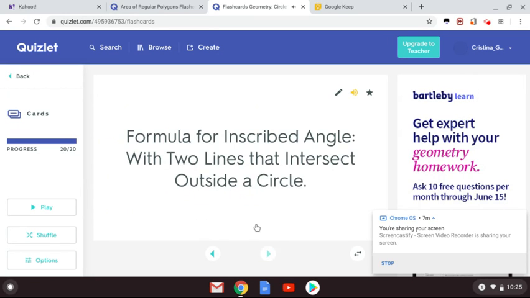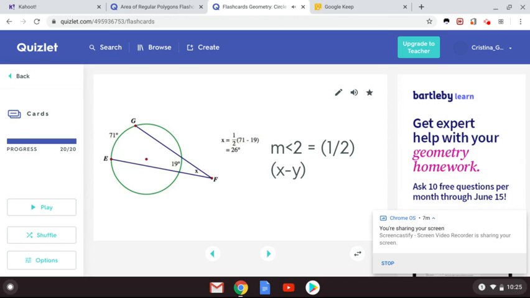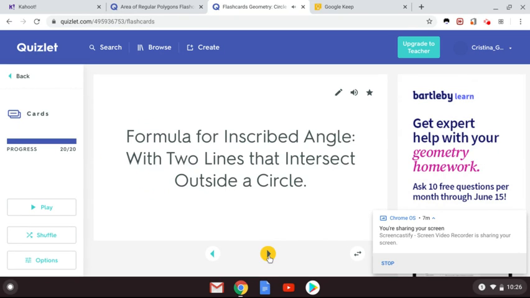Formula for the angle with two lines that intersect outside a circle. For this one, when the line or the secant is outside of the circle, then it's the difference of these two.